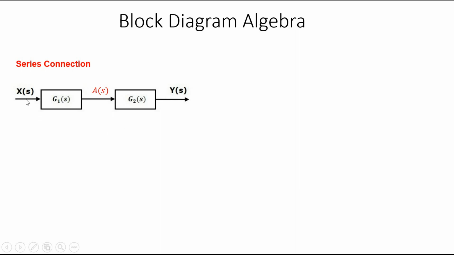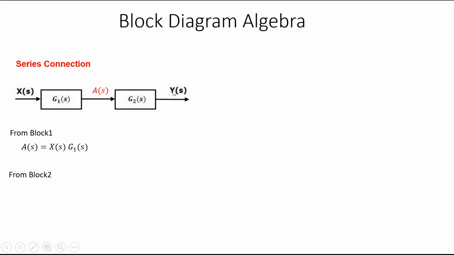Okay, so we can say this A(s) is the output of G1(s), and it will be the input of G2(s). So we can write A(s) from block 1 using this relation. This is one block, so this is the input and this is the output. Output and input are related such that output is equal to input times this transfer function G1(s). So it can be written as A(s) = X(s) into G1(s).